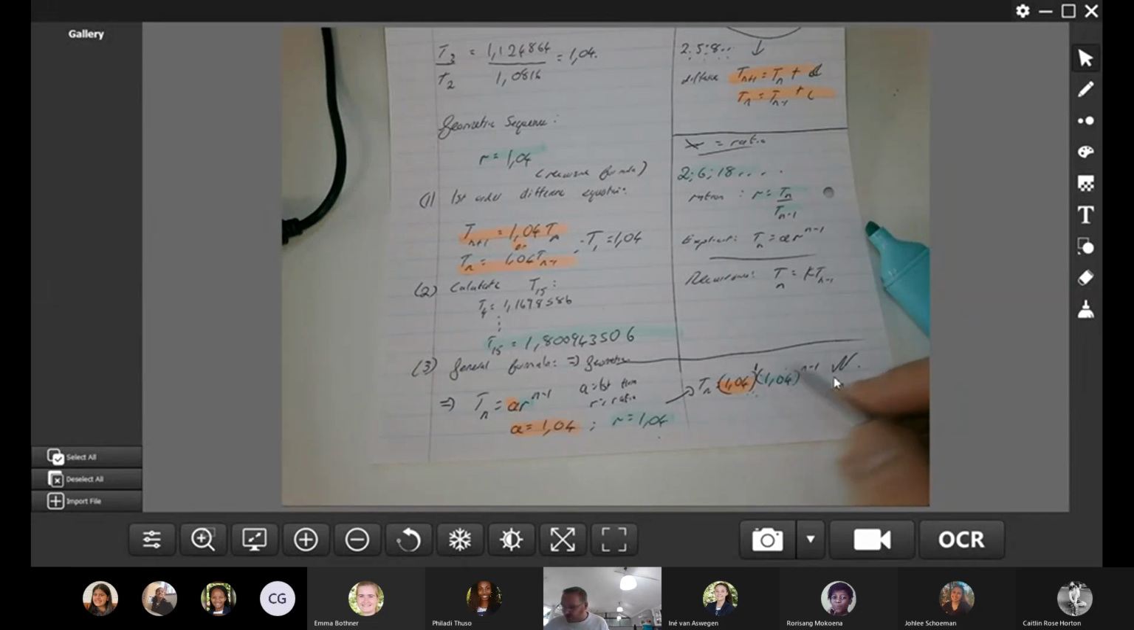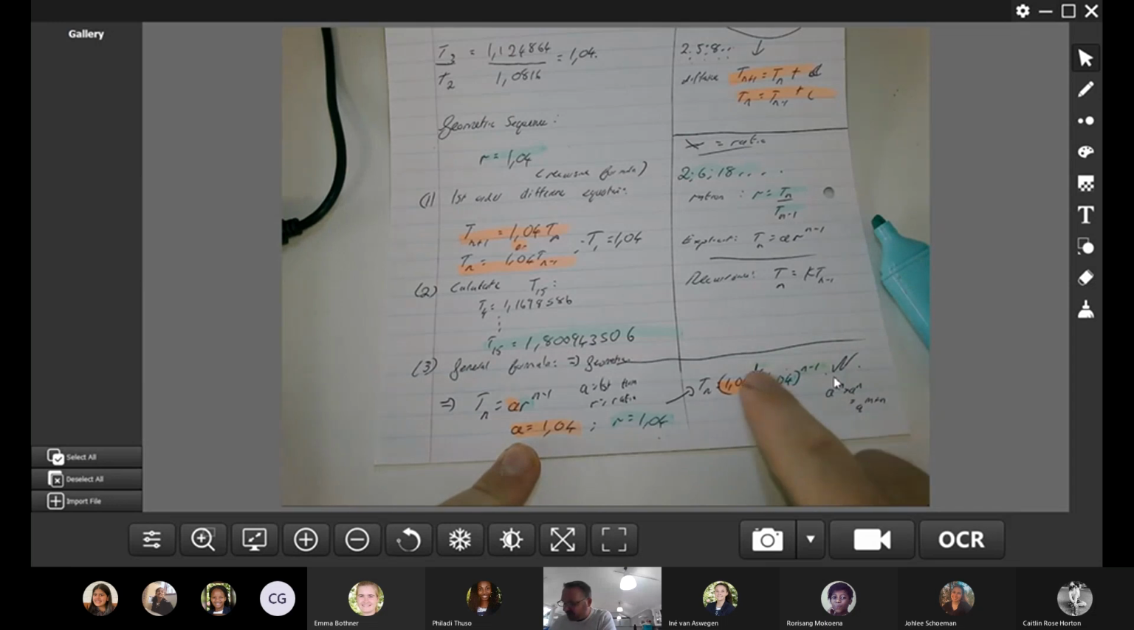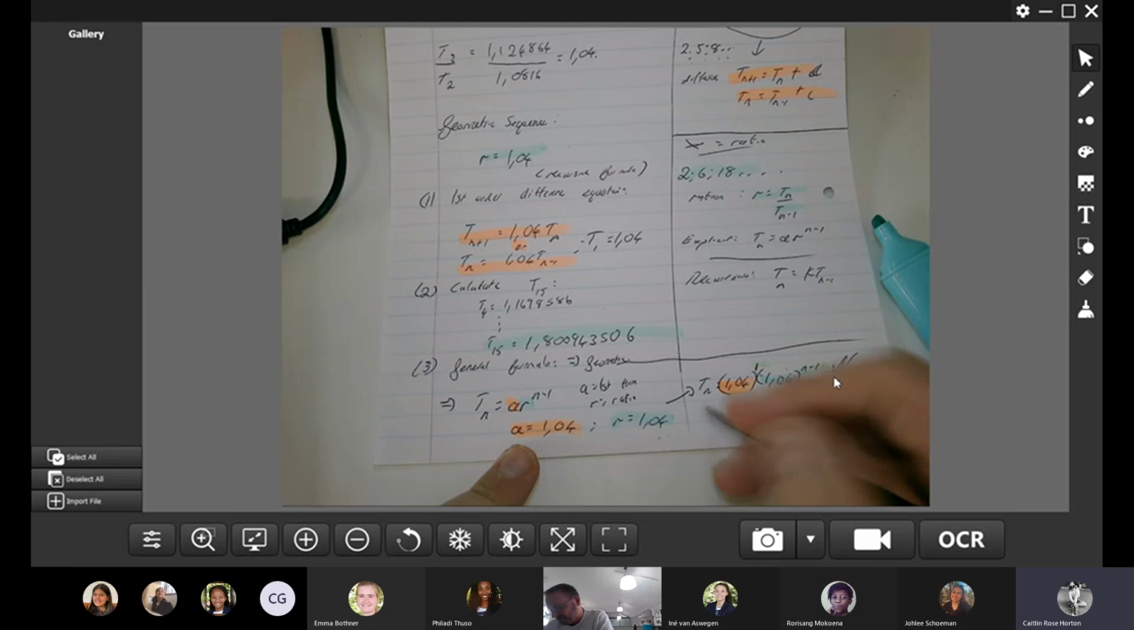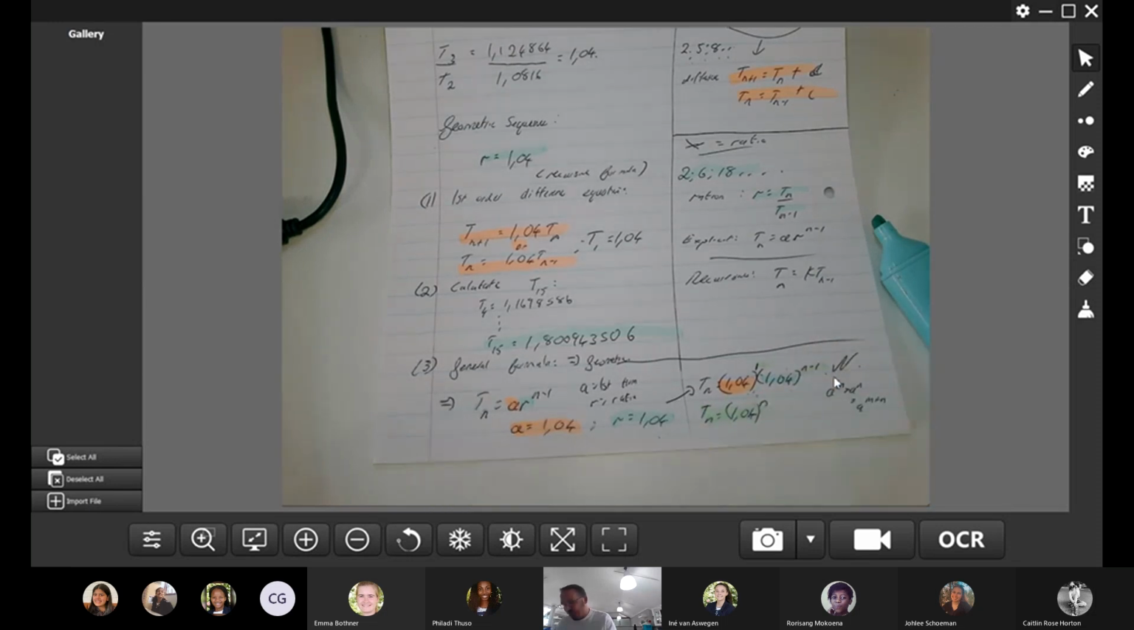But if you want to really be impressive, there are your two exponents. If you multiply powers with the same base, you add the exponents. What's 1 plus n minus 1? It would be n. Good. So if you really wanted to be fancy, you could have term n is equal to 1.04 to the n. That neatens it up a little bit. So that's your answer for 3. We have now found the general formula for the sequence.